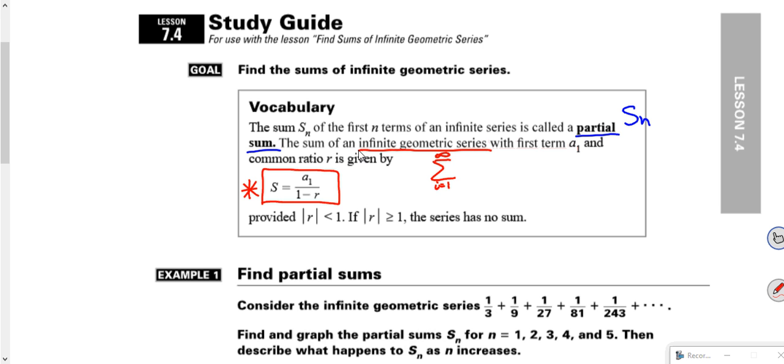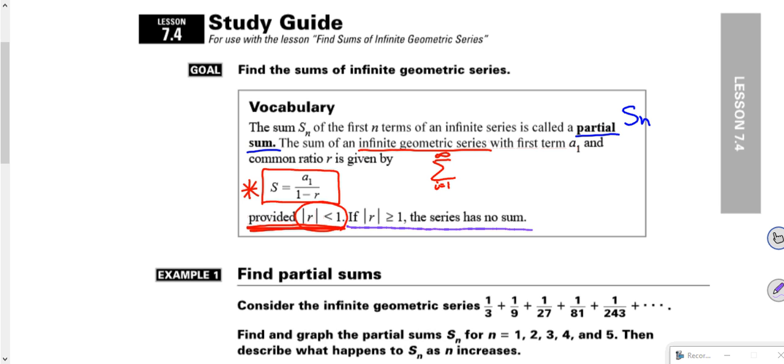Now, I want to also point out this last thing, provided that the absolute value of r is less than 1. That's a biggie. That formula only works if you have a fraction or decimal whose absolute value is less than 1. So it could be a positive 1/2, a negative 1/3, an 8/9, a negative 0.99, but it can't be greater than or equal to 1.